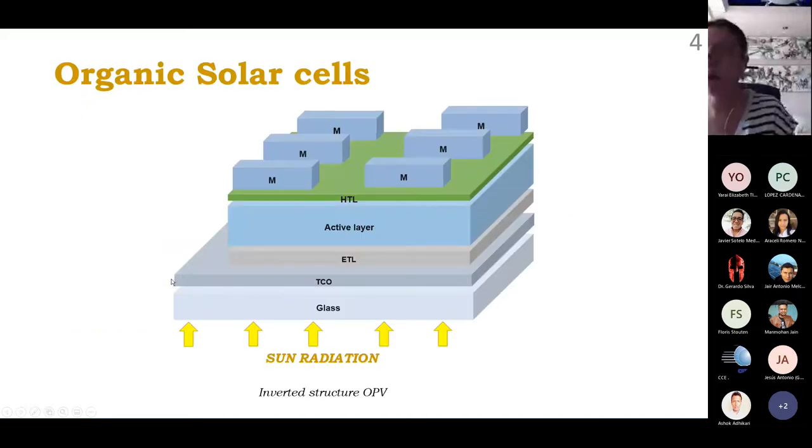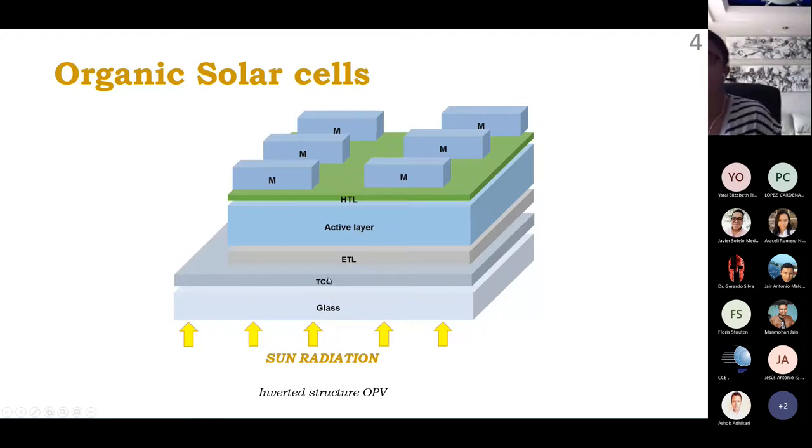The purpose is to use these materials in an organic solar cell. Organic solar cells have different structures. This figure is for an inverted structure. In this structure, we get the electrons in the TCO and the holes in the metal.